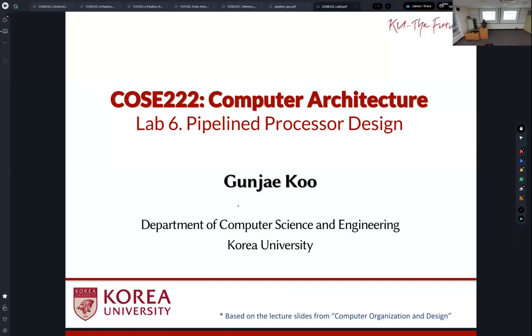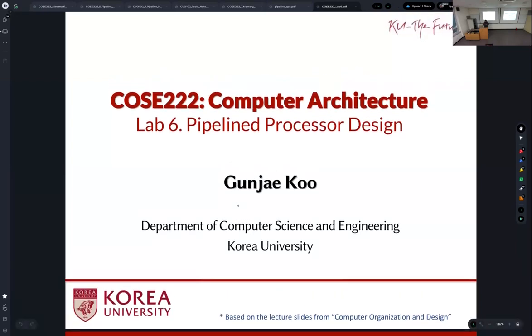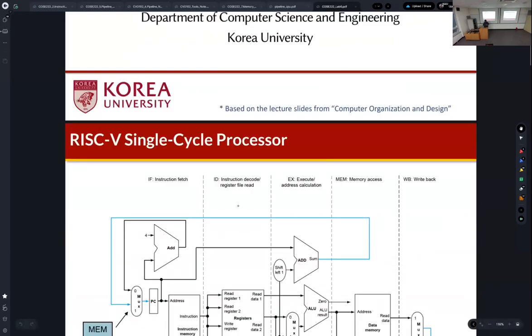Okay, so as you know, I posted the lab assignment. This is the final lab assignment. In this lab assignment, you are required to design a pipeline processor, right? I will briefly explain the design process for this lab.